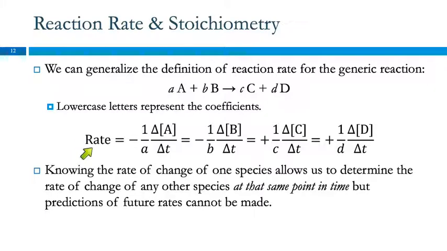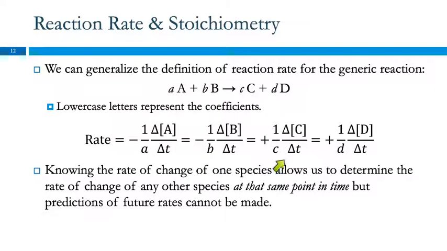So then we can define the rate of this chemical reaction in terms of any of the reactants or the products. For reactant A, the rate is going to be negative the change in A divided by the change in time, and then we multiply that by 1 over the coefficient. For B, it's the same: negative 1 over lowercase b, the coefficient, times the change in the concentration of B divided by the change in time. There's a negative sign there because those changes in concentration are negative, and so putting a negative sign here gives us a positive rate.